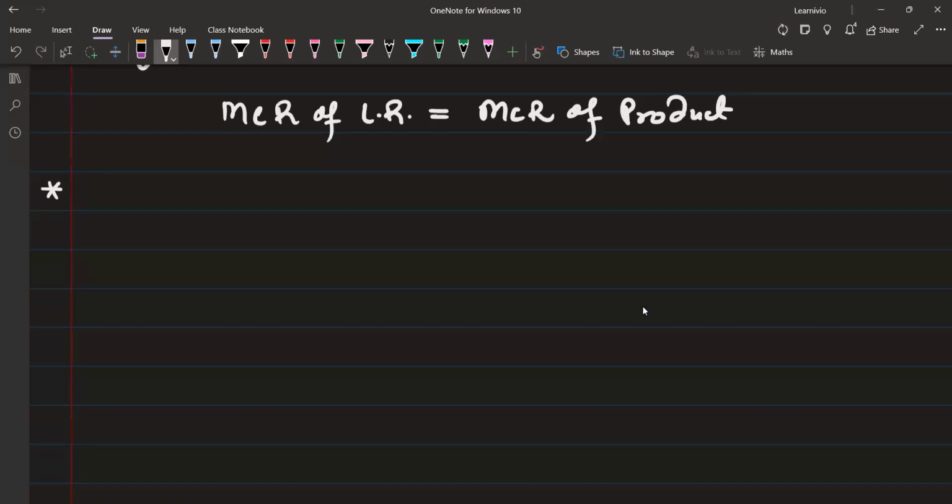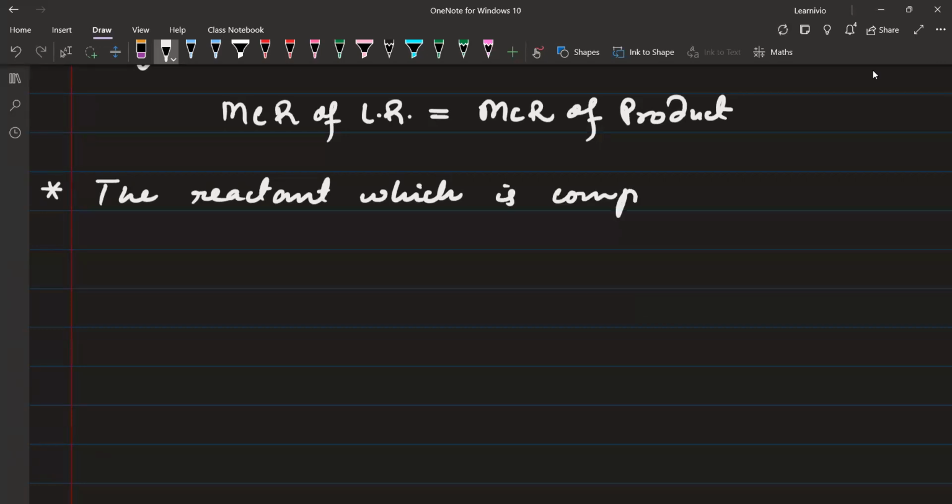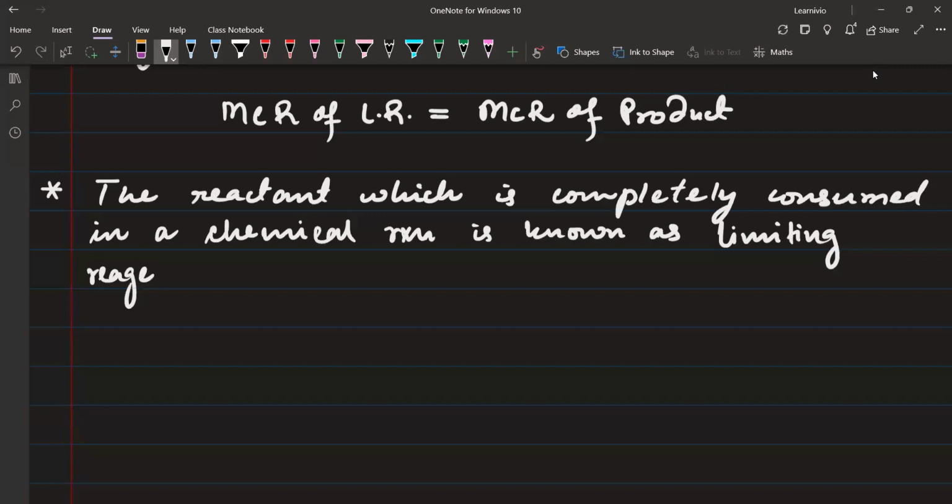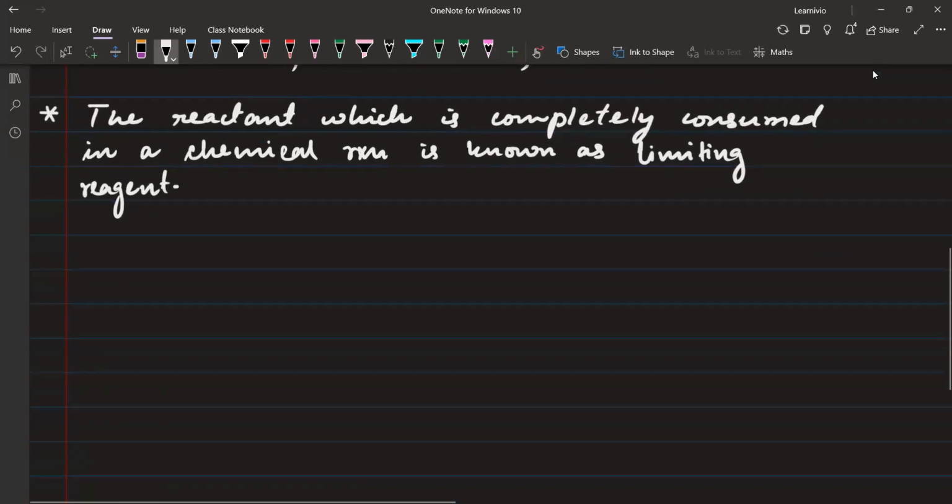So please write with me. The reactant which is completely consumed in a chemical reaction is known as limiting reagent.